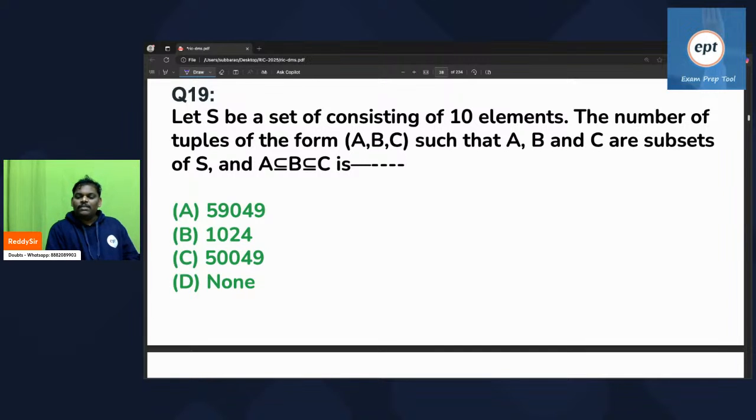Let S be a set consisting of 10 elements. The number of tuples of the form A, B, C such that A, B, and C are subsets of S. Similar kind of problem. Can anyone try this?